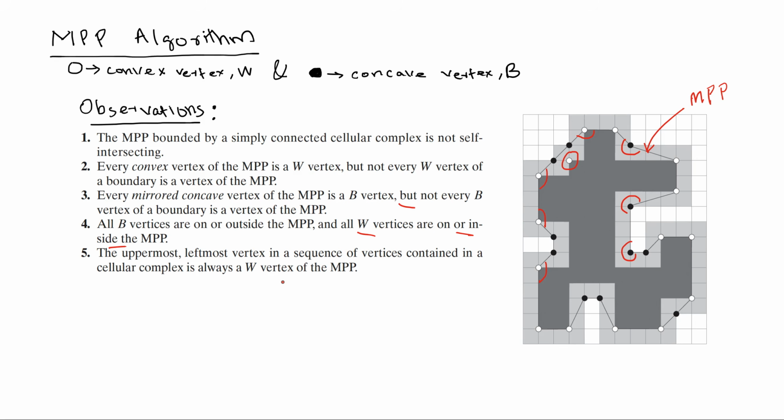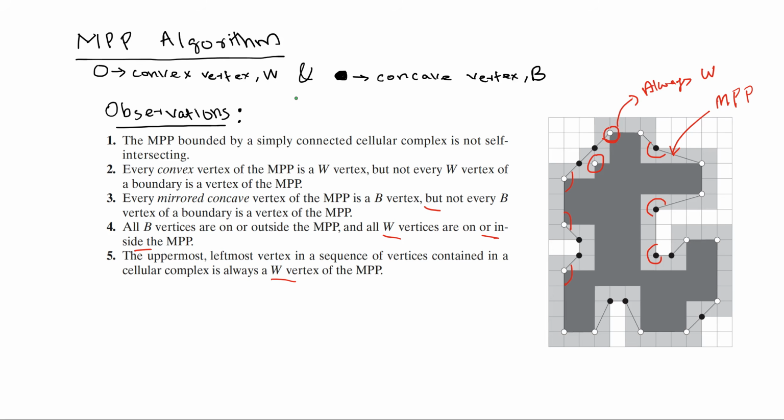Now, as the last point, the uppermost leftmost vertex in a sequence of vertices contained in a cellular complex is always a W vertex. That is, we are referring to this vertex, which will always be a W vertex. So these are certain observations that we need to keep in mind while we develop the algorithm for finding the minimum perimeter polygon. In the algorithm, we will have to use certain mathematical equations in order to understand the orientation of three different points.